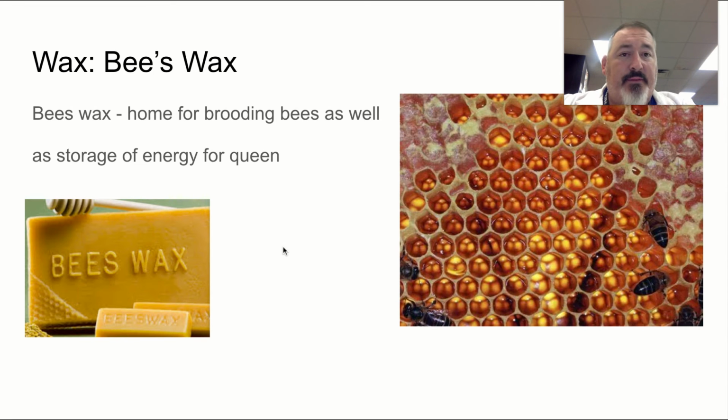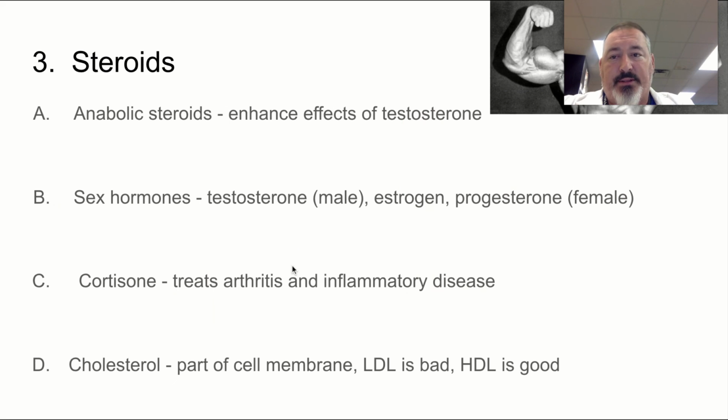All right, so that covers waxes. So number 2, we looked at waxes. We had earwax, we had the waxy coatings that are in plants, and we also see things like beeswax here. And thirdly, we're going to talk about steroids.